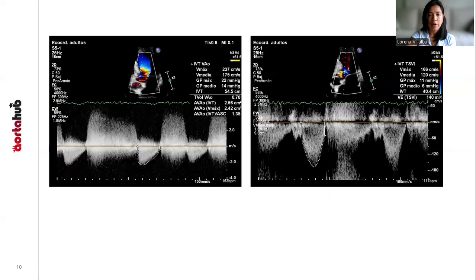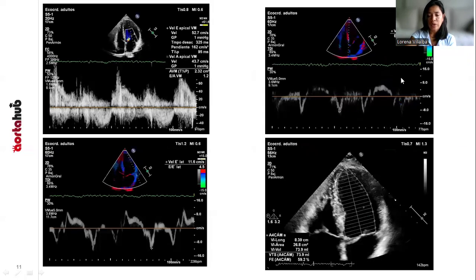In these two images, we can see continuous Doppler at the level of the aortic valve, with a slightly increased velocity of 2.3 meters per second, and a pulse Doppler at the level of the left ventricle outflow tract, also slightly increased. And the subaortic membrane does not cause obstruction. In these images, we can see the pattern of transmitral flow and the filling pressures, which appear to be preserved, and the ventricular function, which is also maintained, with an estimated ejection fraction of 59%.